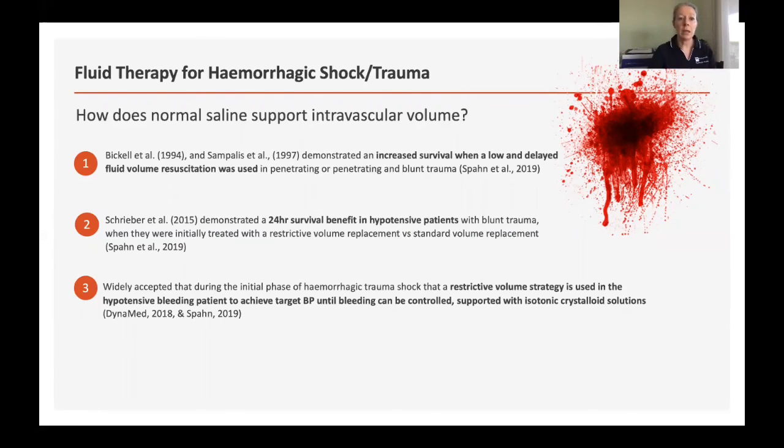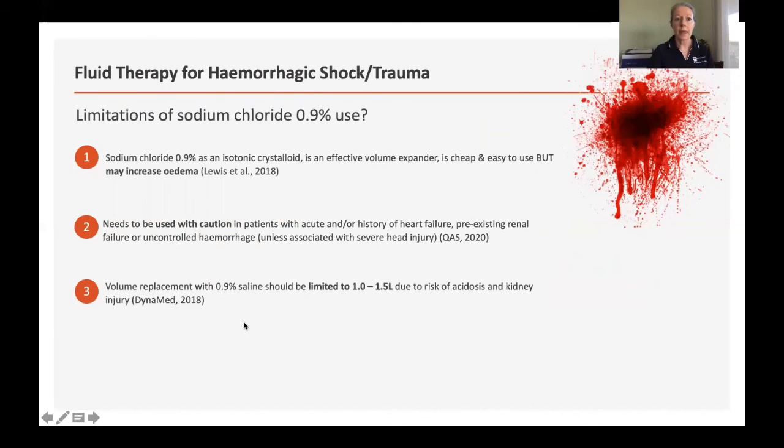More recently, a pilot randomised control trial demonstrated a 24-hour survival benefit in hypotensive patients when they were treated with volume replacement. It is now widely accepted that during the initial phase of hemorrhagic trauma shock, a restrictive volume strategy is used in the hypotensive bleeding patient to achieve target BP until bleeding can be controlled, supported with isotonic crystalloid solutions. There are a number of limitations, however.